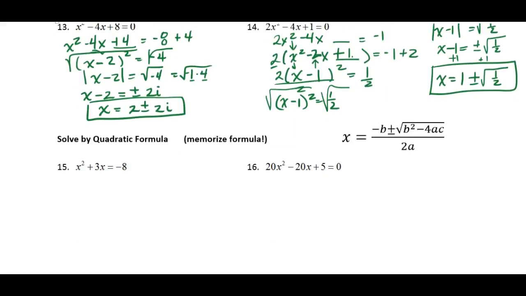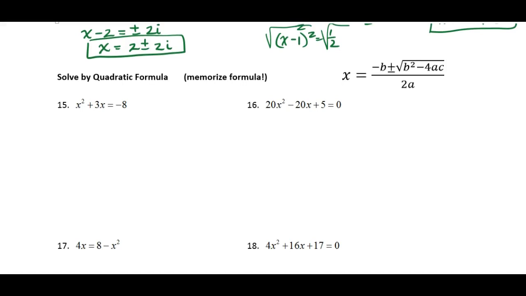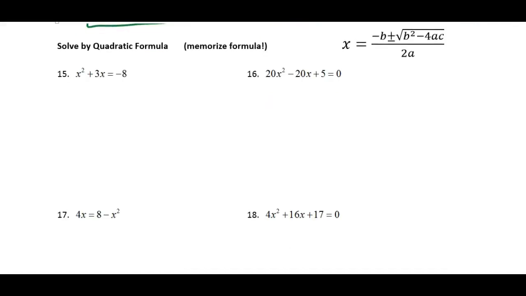Now, solve by quadratic formula. All right, you've heard of quadratic formula from Algebra 2. If you've not memorized it, please memorize it. You will be required to know it. So a and b and all that stuff goes back to the standard form of a quadratic. So it's ax squared plus bx plus c equals 0. So the numbers a, b, and c come right from your equation.